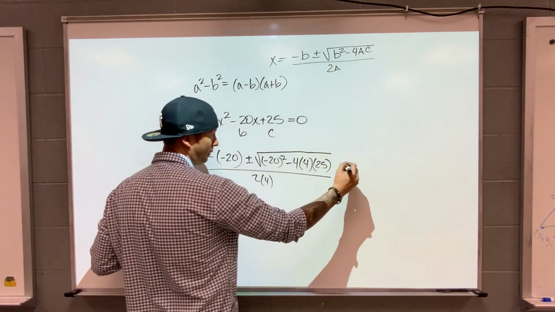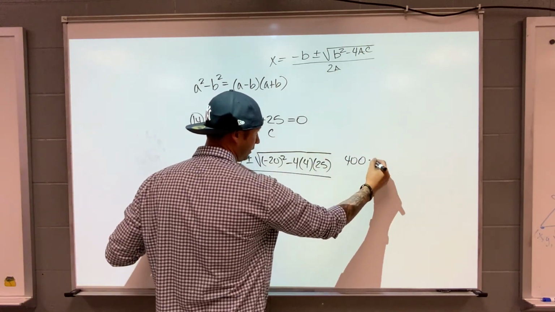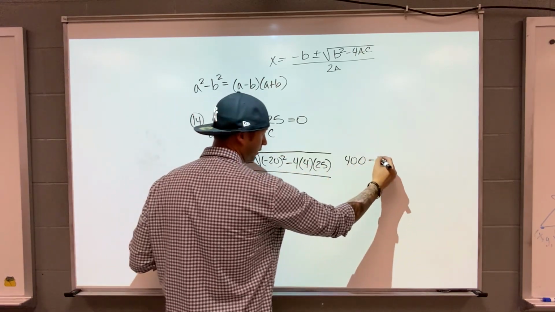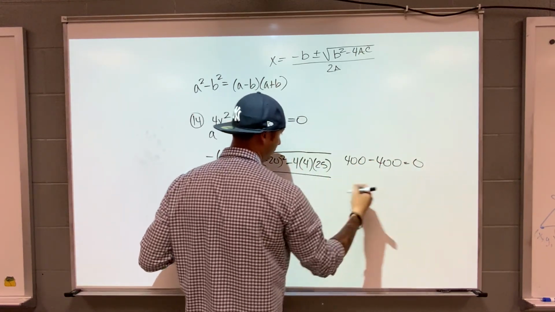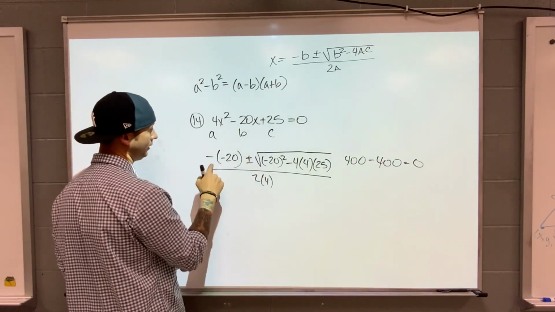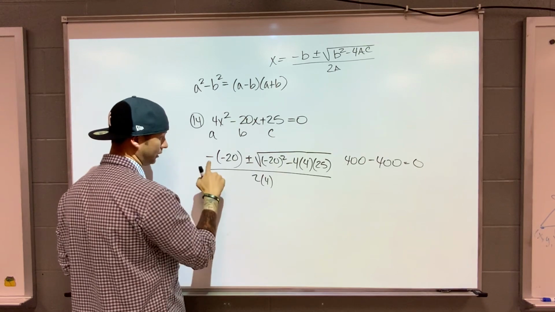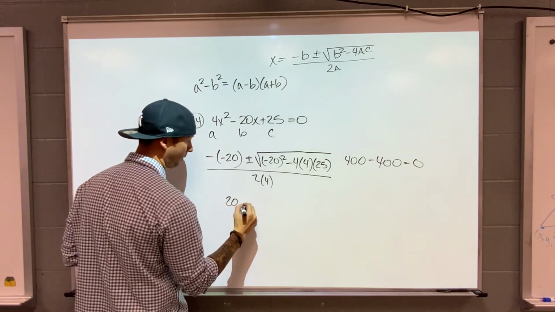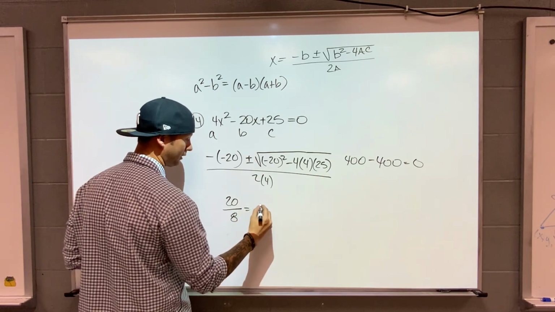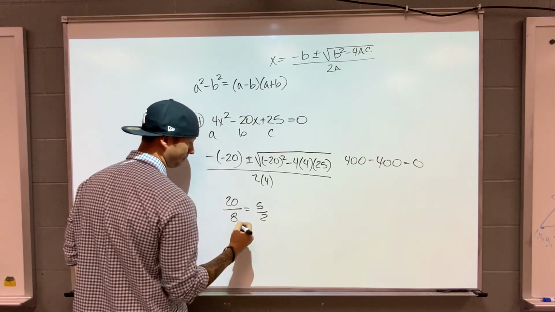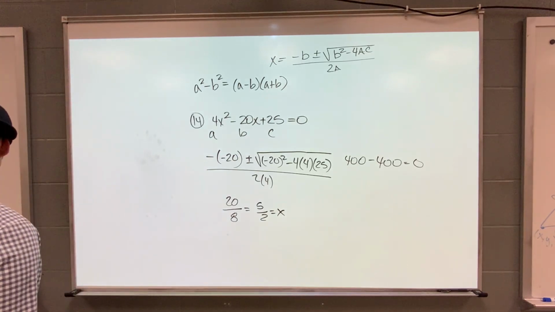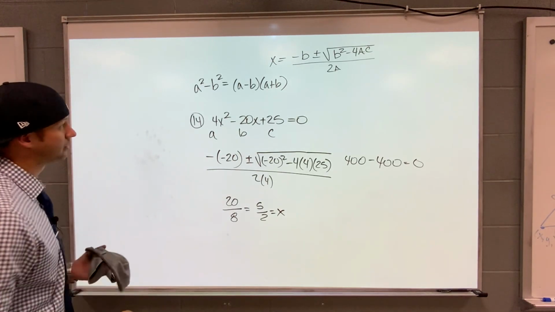Because this is going to be 400 minus 400. This is 0. Discriminant 0. Yeah, we had this problem. That's odd. So, well, it's nice. So this is going to be 20 plus or minus 0 all over 8, which is 5/2. So x is equal to 5/2. It's nice when that happens.